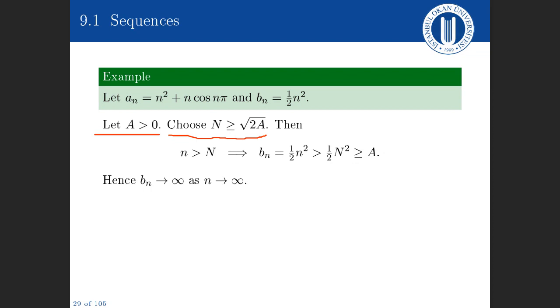And then that works for this calculation. If small n is bigger than capital N, this implies that bn is bigger than A. Therefore, bn tends to infinity as n tends to infinity.